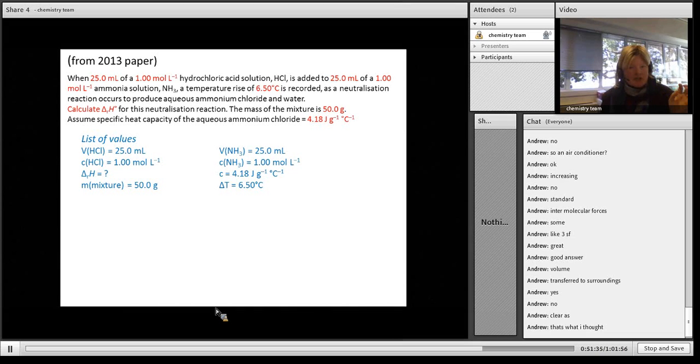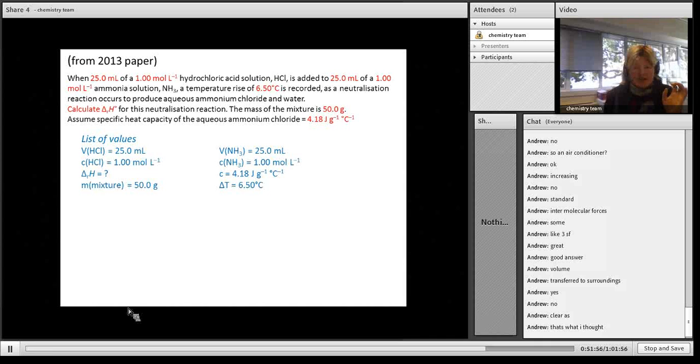So you don't want to muddle up your volumes and so on. In this case, you were given the same volumes and the same concentrations, so it's not so bad. But if you were given different volumes or different concentrations, you want to make sure you've got it right. Okay, that I'm mixing it up.